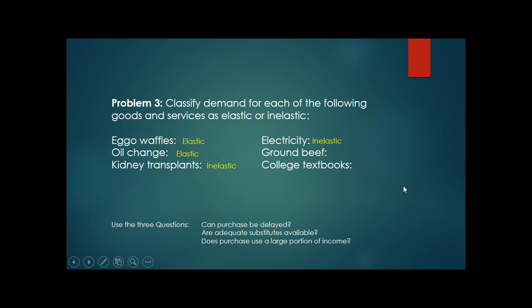What about ground beef? Ground beef is elastic, and ground beef is elastic because you can do ground turkey or ground chicken or any kind of other food if ground beef is really expensive.